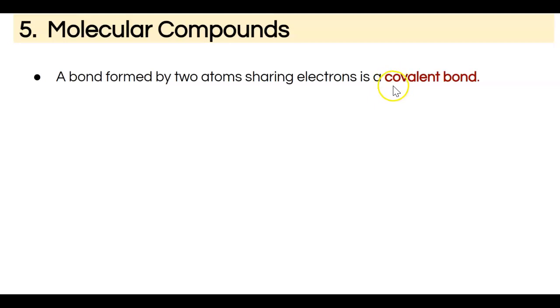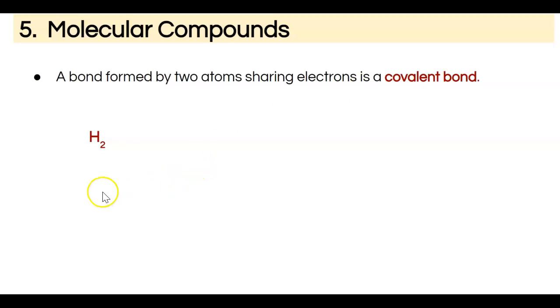So co means together. And valent means valence shell, right? So they are sharing their valence shell. And that's what happens in a covalent bond. Okay, so I'm going to use a simple example of hydrogen, H2.